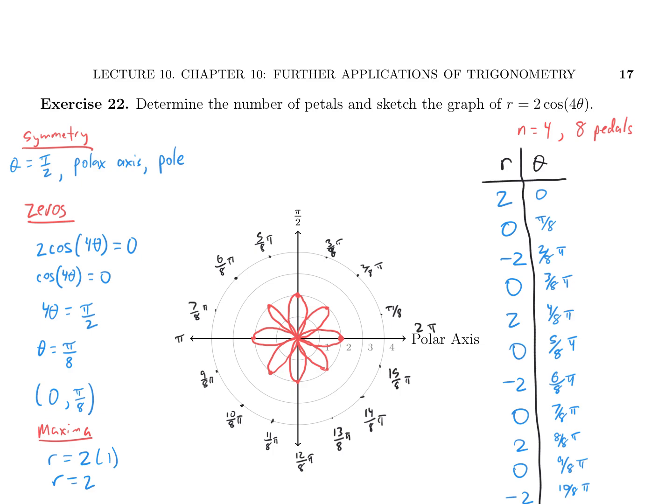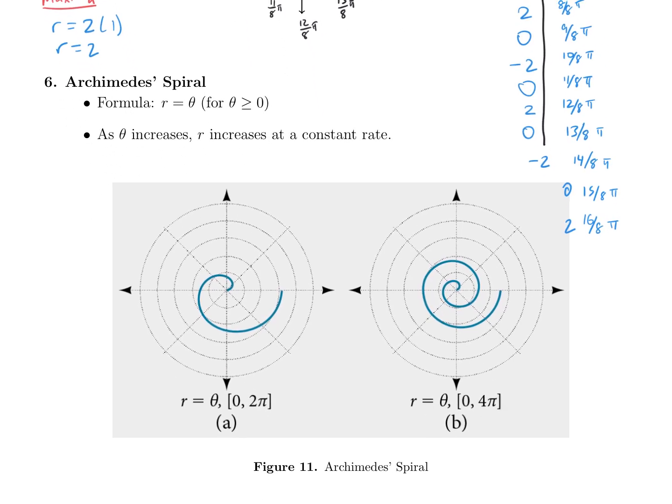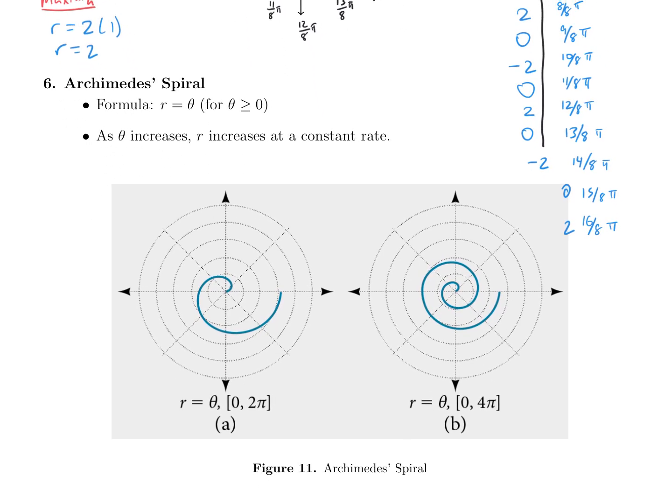The last type of graph we're going to look at is called an Archimedes spiral, after the famous philosopher, intellectual, I don't know what you would call him, person from ancient times, Archimedes. So he came up with this. So the formula is really simple. It's just r equals theta. As theta increases, r is going to increase at a constant rate. So it just creates this spiral shape that you see here. And if you continue to increase, this is only from 0 to 2 pi, but if you continue to increase to 4 pi, it's just going to continue to get larger and larger and larger and so on.